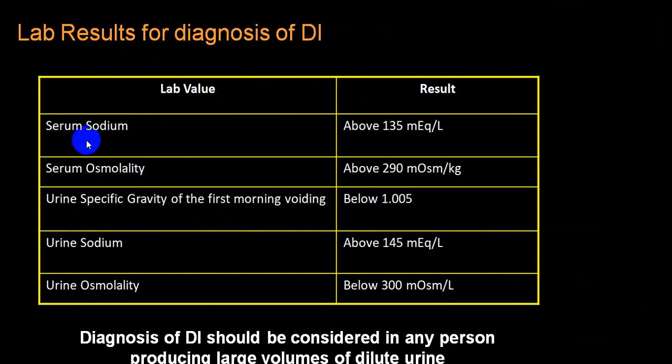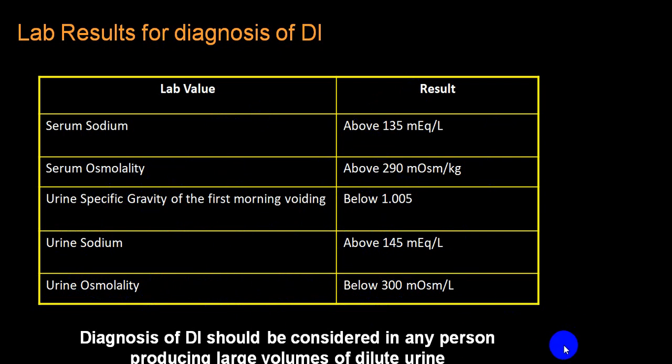We have already told you serum sodium will be raised relatively because of water loss, with an increase in serum osmolality. Urine specific gravity is very, very dilute. Urinary sodium is normal or slightly increased. Urine osmolality is markedly reduced. And all these findings are in favor of what we call diabetes insipidus.